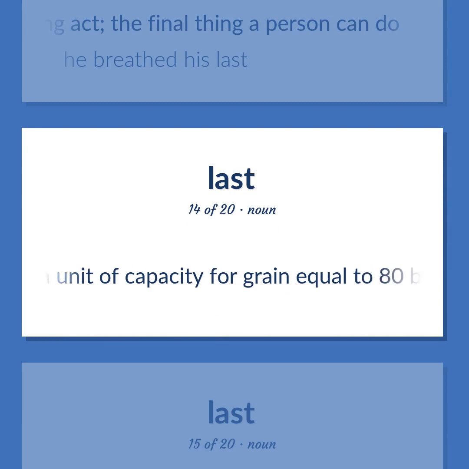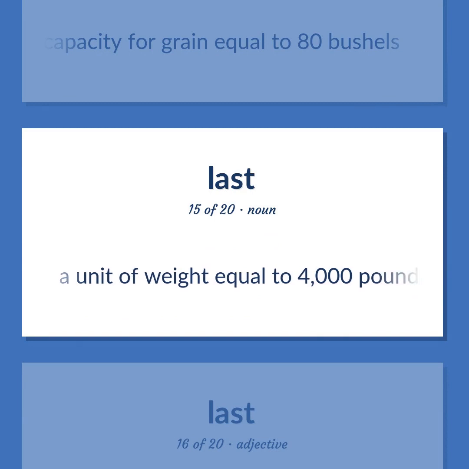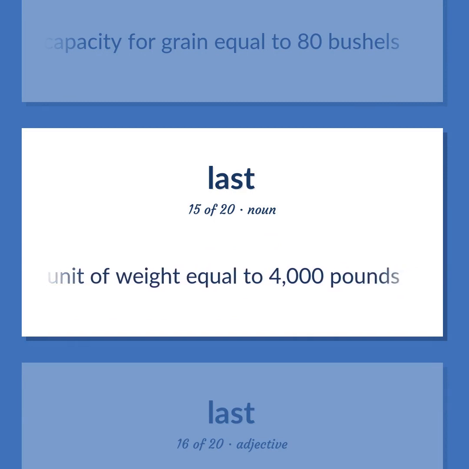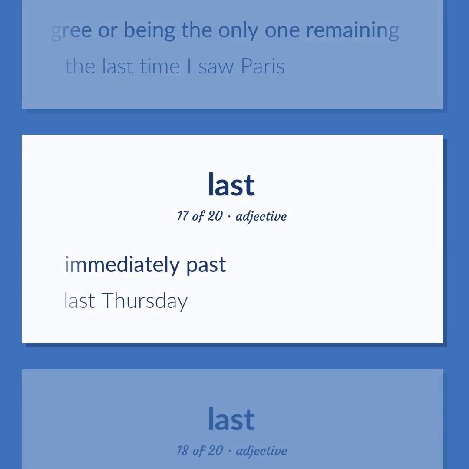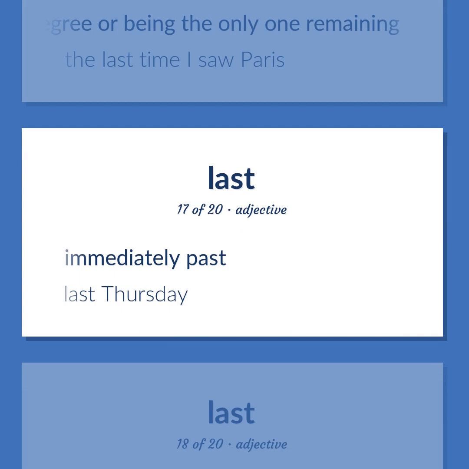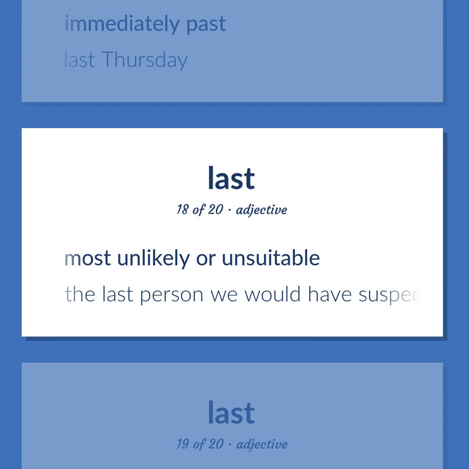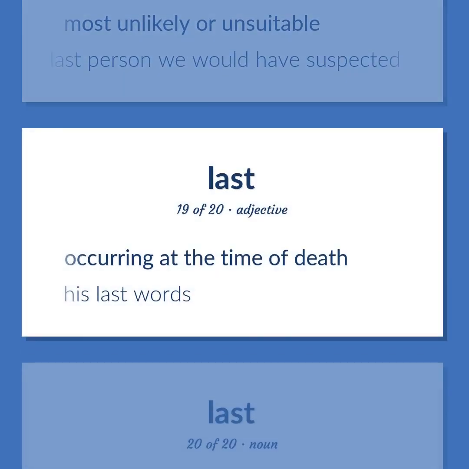A unit of capacity for grain equal to 80 bushels. A unit of weight equal to 4,000 pounds. Coming after all others in time or space or degree or being the only one remaining. The last time I saw Paris. Immediately past. Last Thursday. Most unlikely or unsuitable. The last person we would have suspected. Occurring at the time of death. His last words.